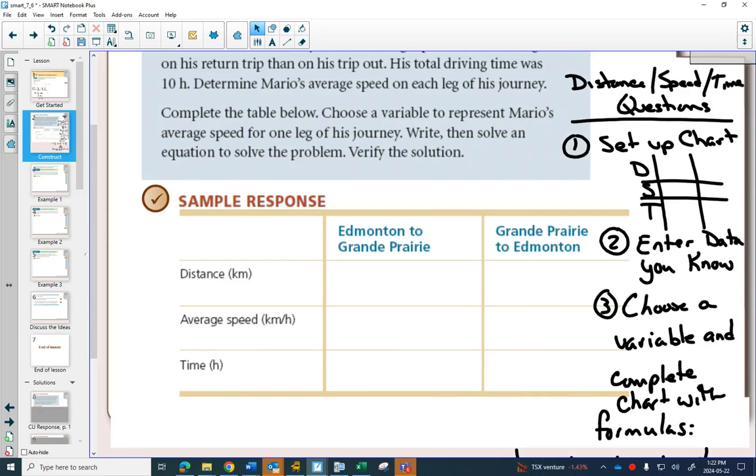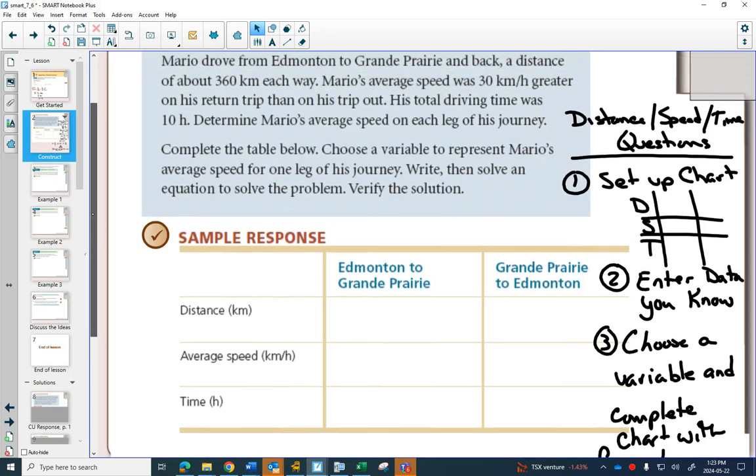What we're going to do as a strategy is set up a chart with distance, speed, and time. You're going to enter the data that you know, and then based on what you've read in the question, you choose one variable to represent something that you don't know. So for example, in this question, we'll just scroll.